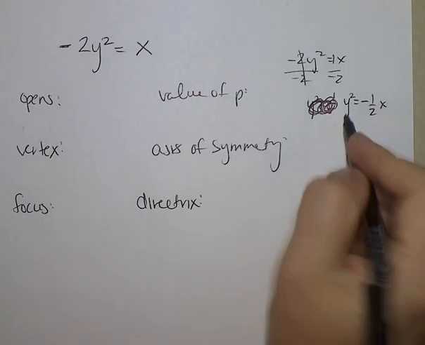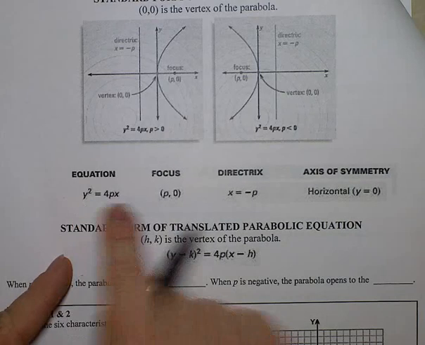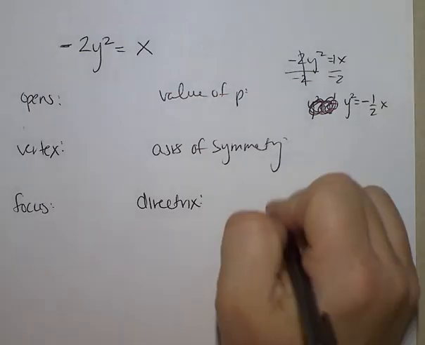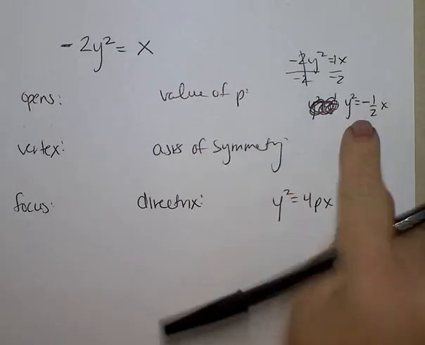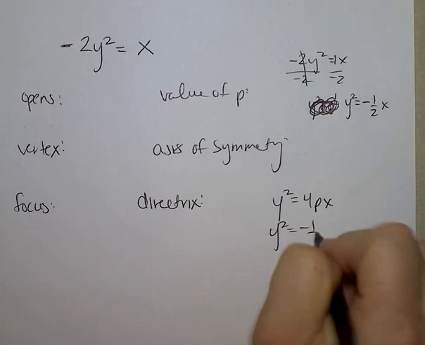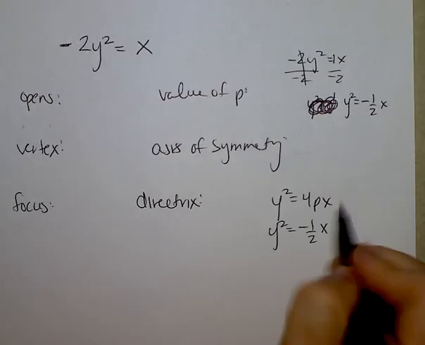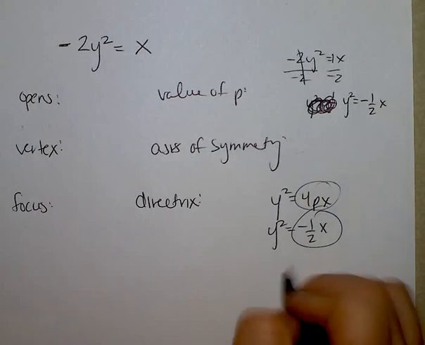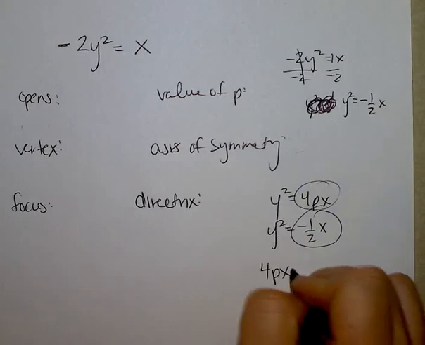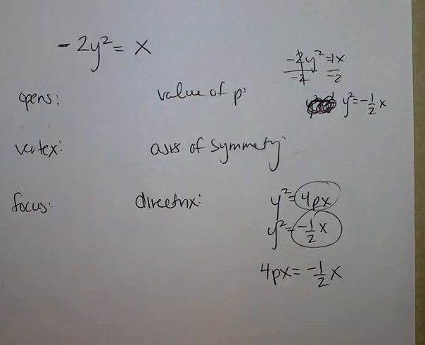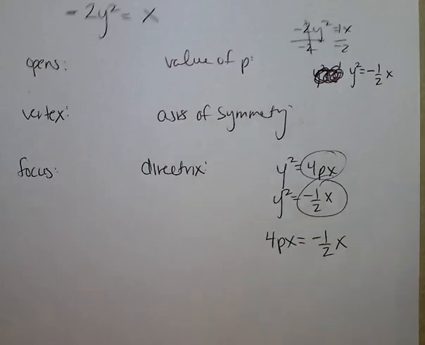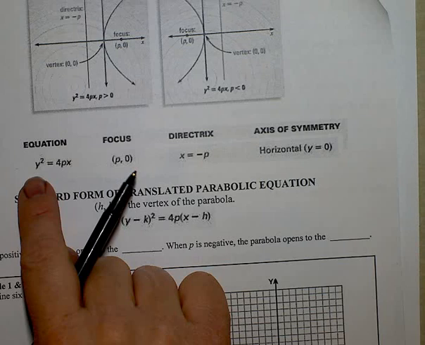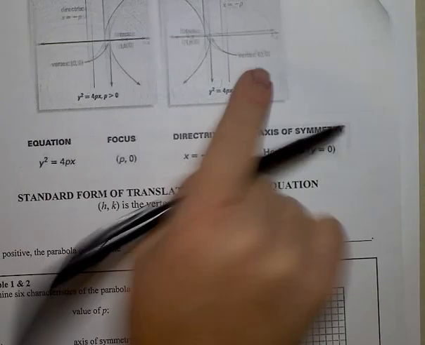Then, just like you see as the first equation here, I'm going to write down y-squared equals 4px. Underneath it, y-squared equals -1/2 x. By substitution, I can now set these two equal to one another. So 4px equals -1/2 x. We're going to isolate the p, but before we do that, notice that with y-squared, it's either going to open left or right. Keep that in mind.